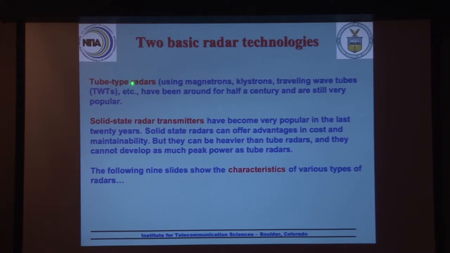Basically, as we've talked about in some of the earlier talks, we have tube-type radars that use magnetrons, klystrons, traveling wave tubes, etc. They've been around for half a century, but they're very popular. They put out a lot of power, and they're relatively inexpensive, typically.